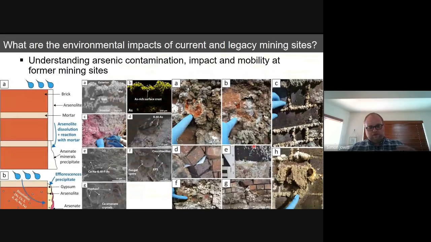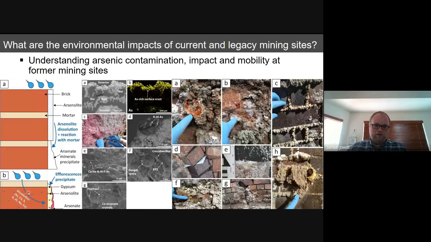On the other side, we've kind of gone from exploration to production. We want to actually understand things like the environmental impacts of current and legacy mining sites. This is a mining site which actually extracted arsenic, and what you end up with at this site is bricks and mortar of buildings on the site that are impregnated with arsenic. So what happens is that rain falls on these former buildings. You can see some of the brickwork here.